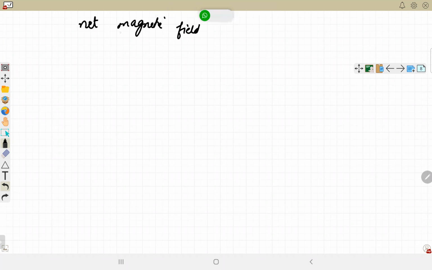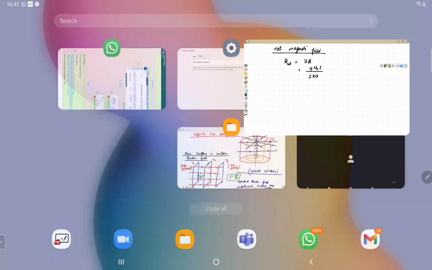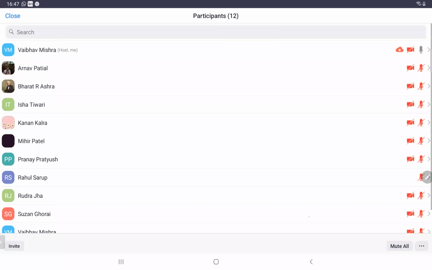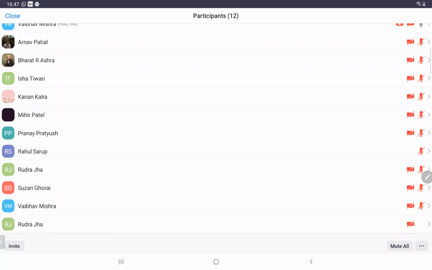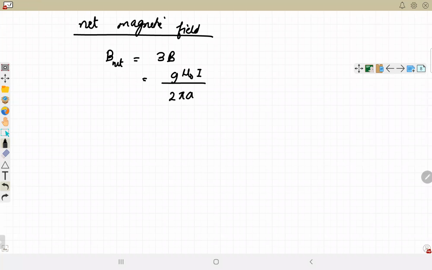Net magnetic field will be 3 times B, so that becomes 3 into 3, 9 mu naught I by 2 pi a. Nine mu naught I by 2 pi a, and the direction, because each of them are in the same direction, it will be coming out of the plane.